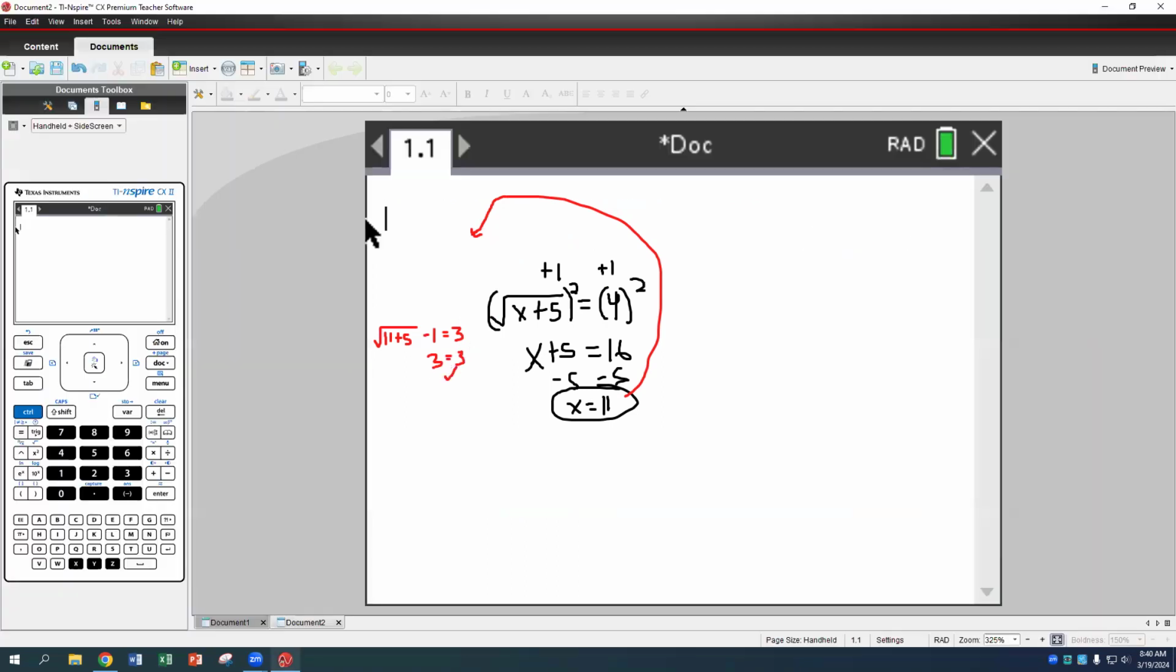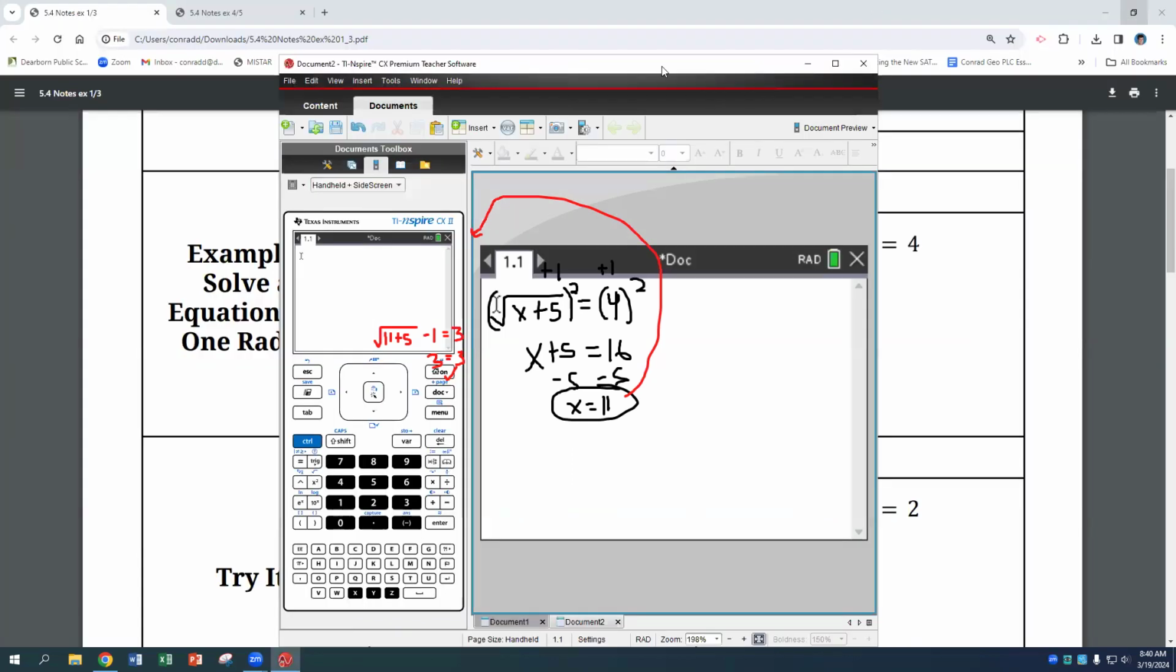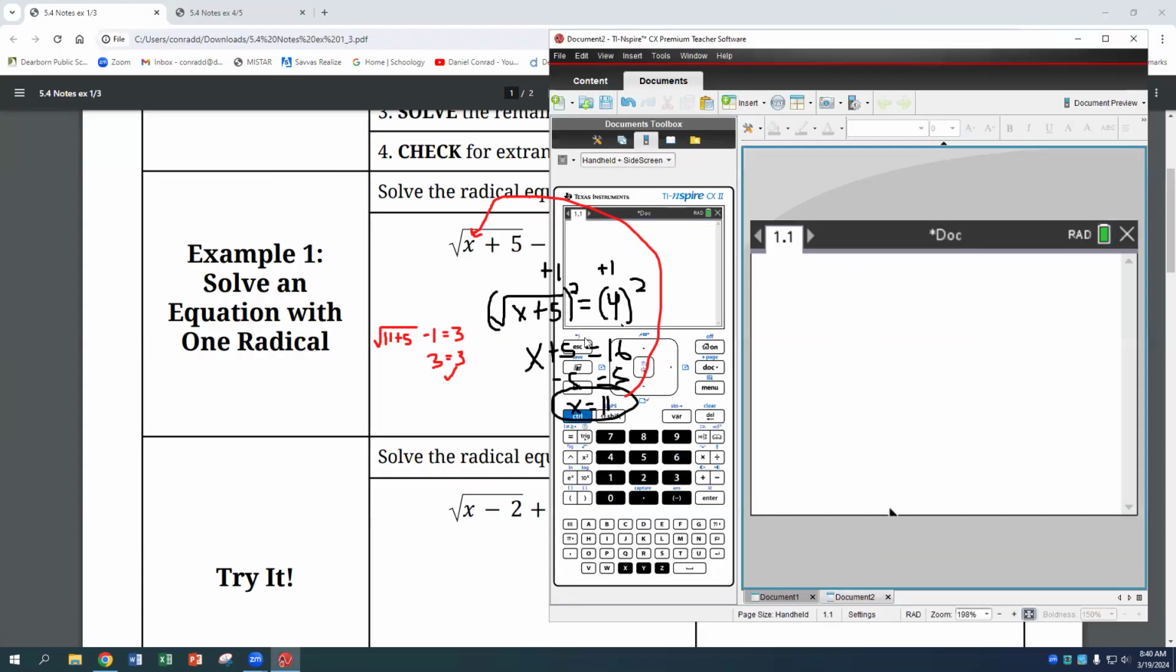Okay, if you want to use your calculator, you certainly can. So I could just do square root of 11 plus 5, minus 1 equals 3. And I hit enter, and it tells me that that's true, so it checks it for me. So I can also use my calculator to check my answer. Or I can do it by hand. 11 plus 5 is 16. Square root of 16 is 4. 4 minus 1 is 3, so 3 equals 3.